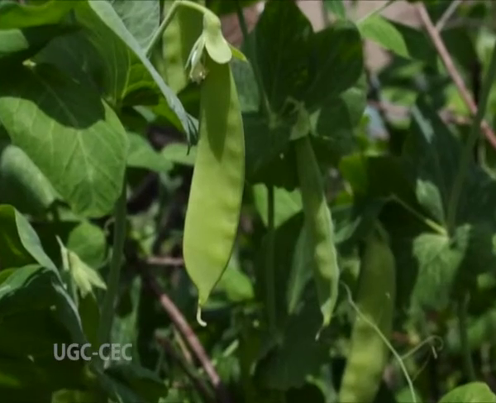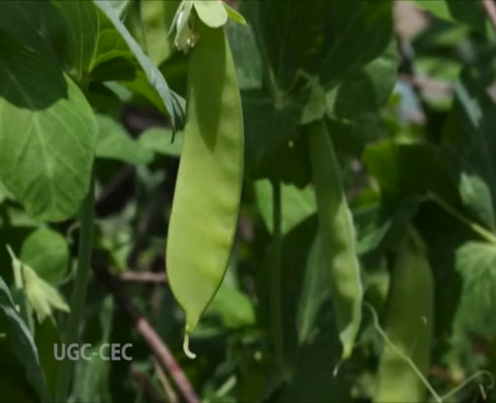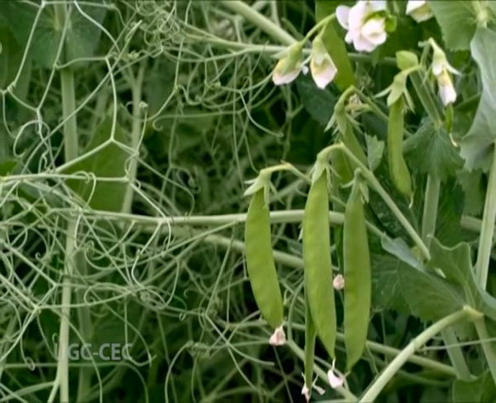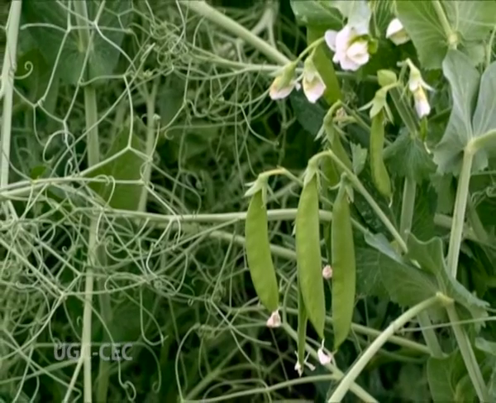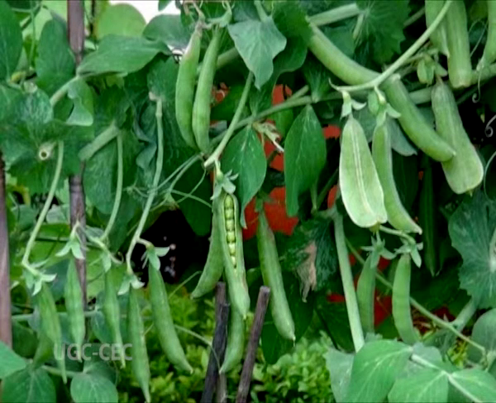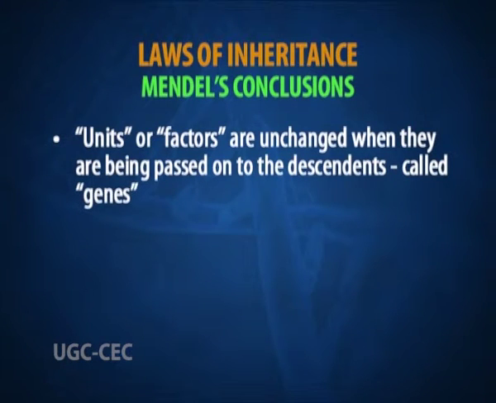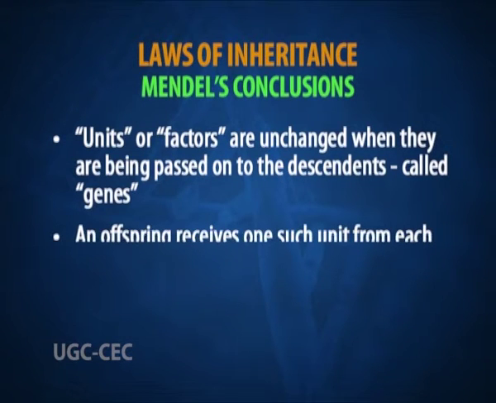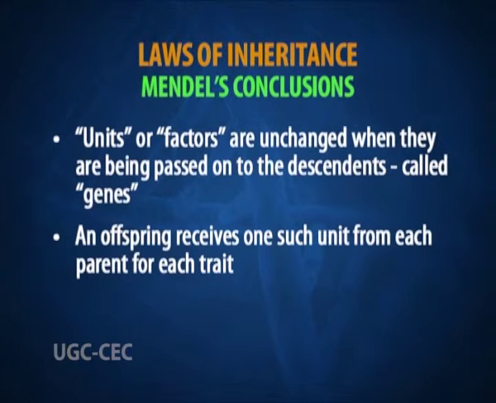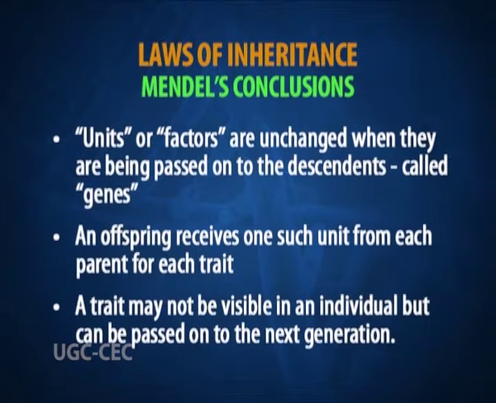Mendel worked on purebred pea plants which were developed through natural self-fertilization through many generations. A single alteration in a trait was therefore demonstrated by a visible difference between varieties. With the experiments, he reached various conclusions. Units or factors are unchanged when they are being passed on to the descendants. These are now referred to as genes. An offspring receives one such unit from each parent for each trait. A trait may not be visible in an individual. However, it can be passed on to the next generation.